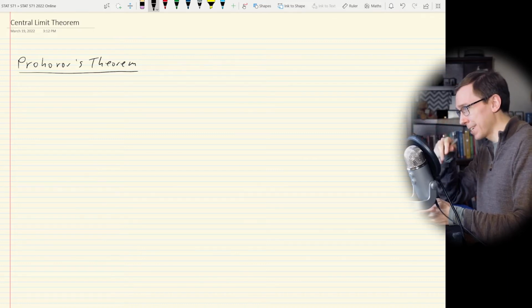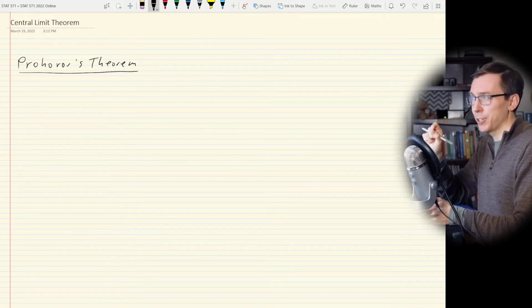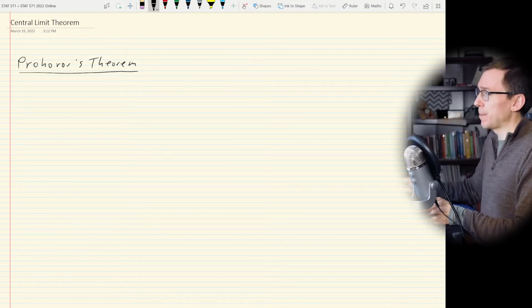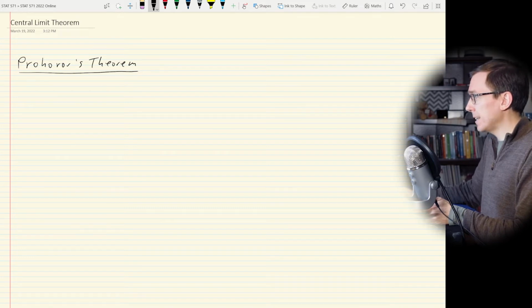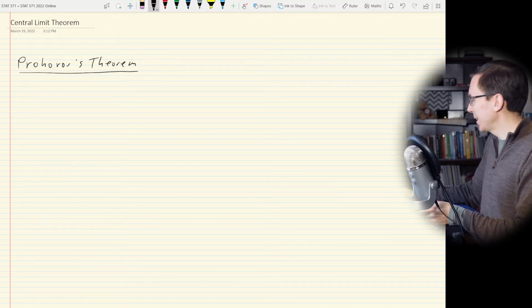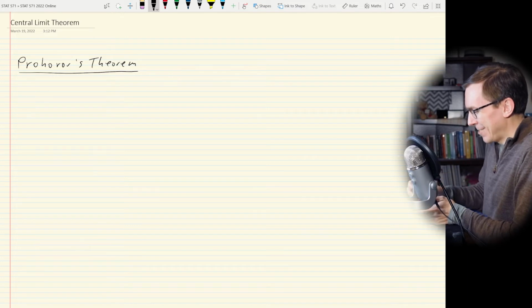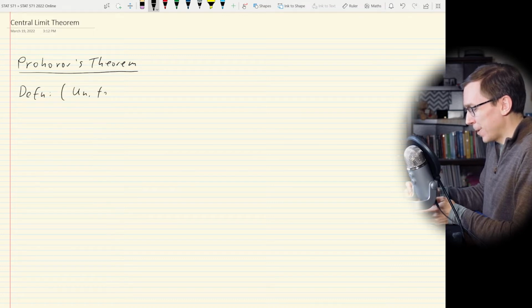Prohorov's theorem is going to give us something very similar, this idea of sequential, or sometimes called relative, compactness, but for sequences of probability measures. If you want to know more, I would recommend reading the book on convergence of probability measures by Patrick Billingsley. I forget the exact title. Anyway, the first thing we need is the definition of uniform tightness.